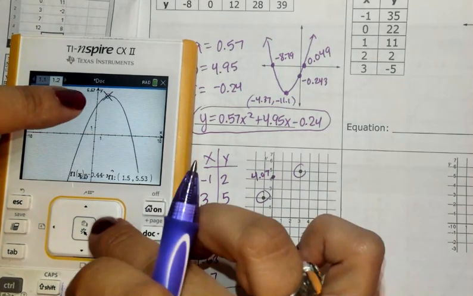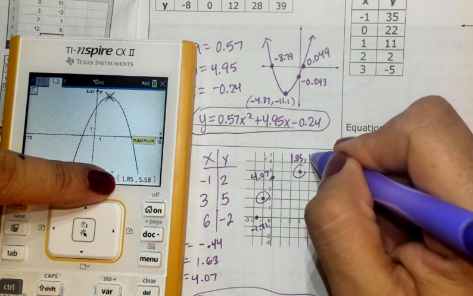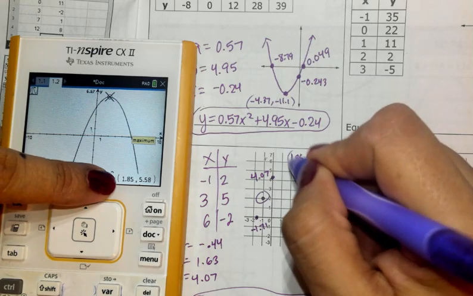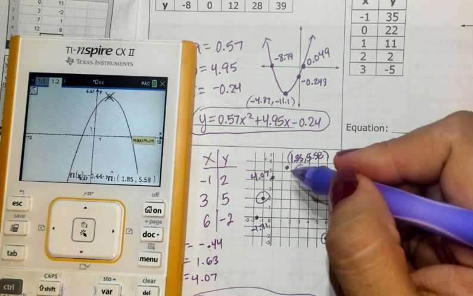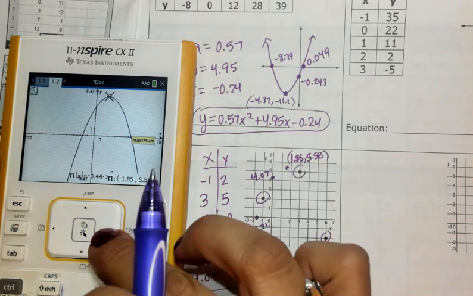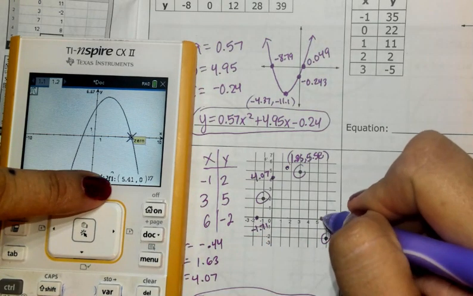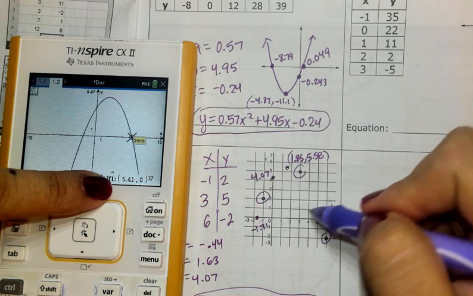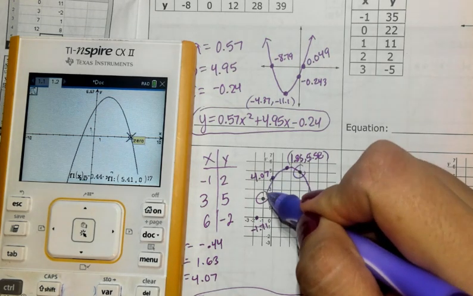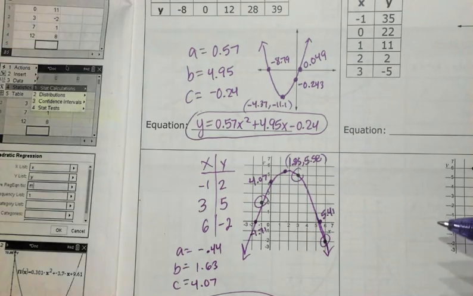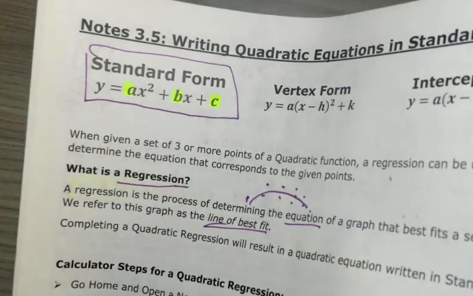Then we have a maximum at 1.85, 5.58. That's around here, somewhere there. Then we have the other x-intercept at 5.41. So these points will connect with the points that we currently have and create a sketch of our graph. Okay, so those 3 examples should help you with how to write standard form using regression.